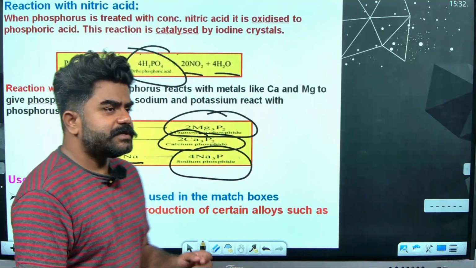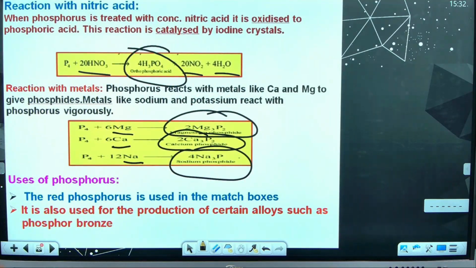Now if we look at the uses of phosphorus, red phosphorus is used in the matchbox industry. Then it is also used in alloys such as phosphor bronze.